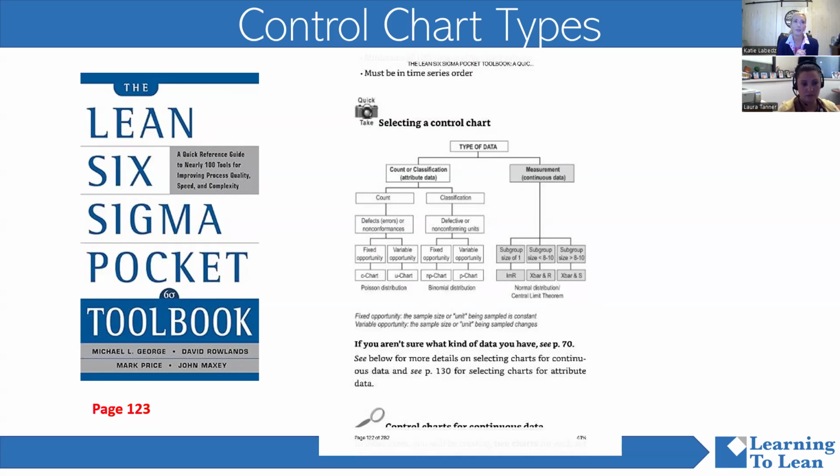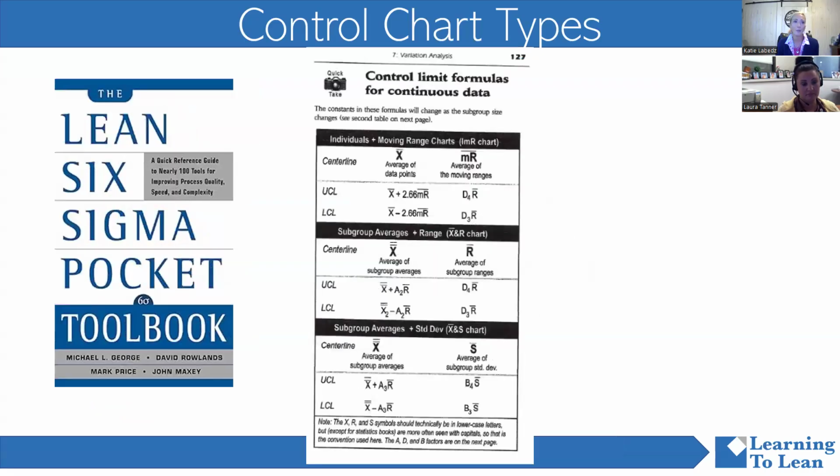So on page 123 in that book, it talks about a decision tree over how to select a type of control chart. I thought that was very helpful. It depends on if you have attribute or continuous data, which we'll look at here in a second. So again, highly recommend that book.